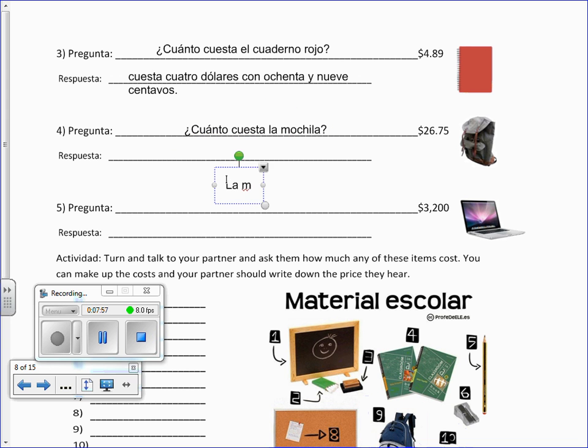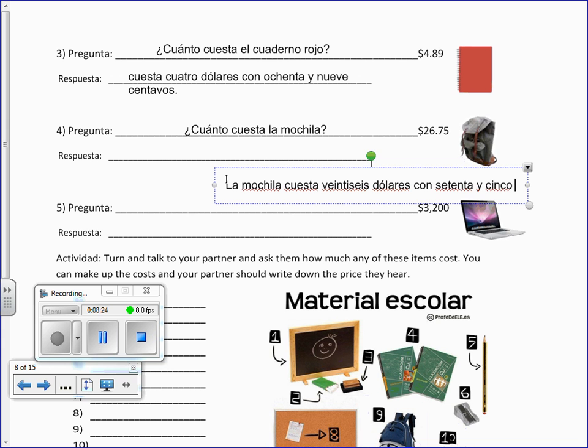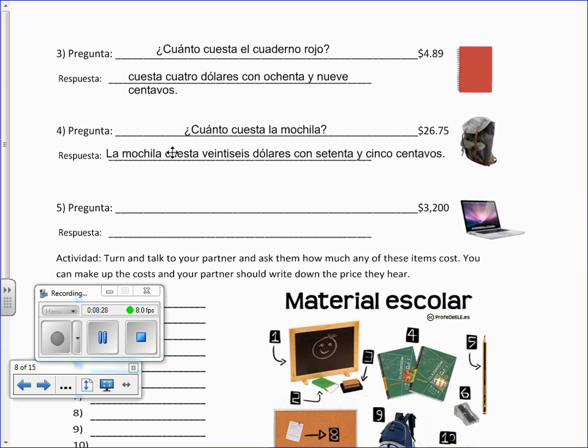The sales clerk would say, la mochila cuesta 26. And you could do this if you want. 75. So $26 con 75, and careful between 70 and 60. 70 with T is 70. 75 centavos. And there's many ways, obviously, to write your numbers, so whatever way you chose, just check it with the page where you have all the numbers.